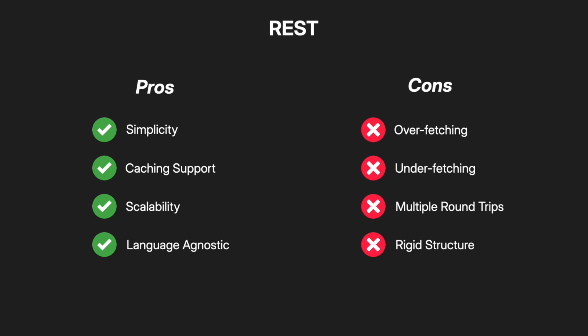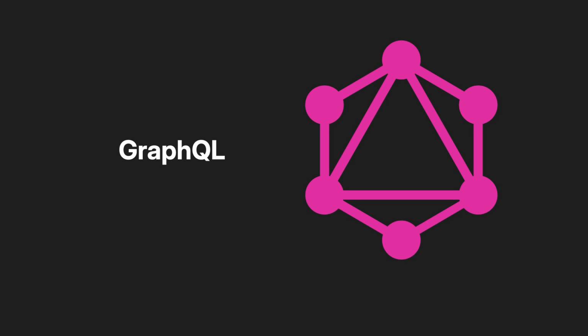Next, let's explore GraphQL, a query language for APIs and a runtime for fulfilling those queries with your existing data. Developed internally by Facebook in 2012 and publicly released in 2015, GraphQL provides an alternative to REST.